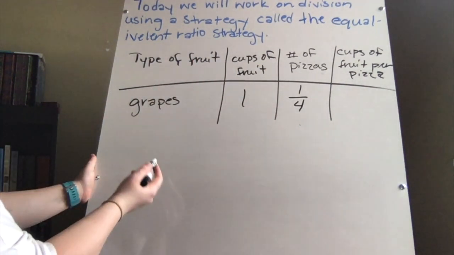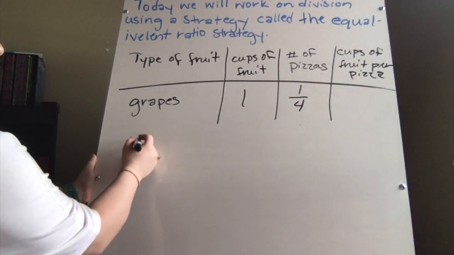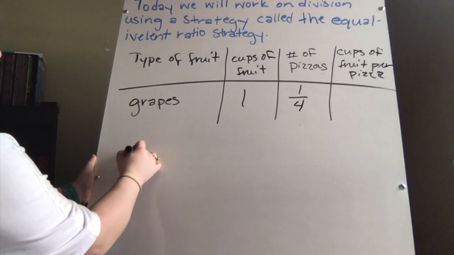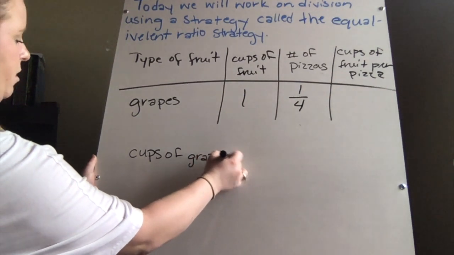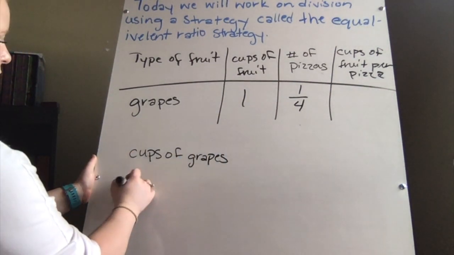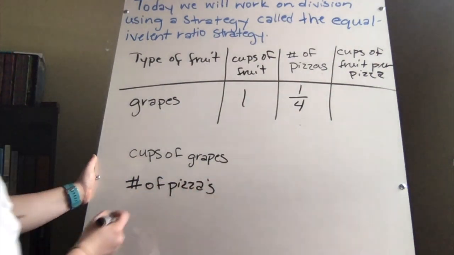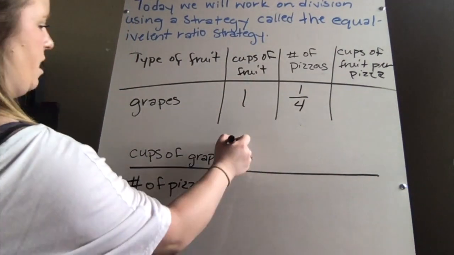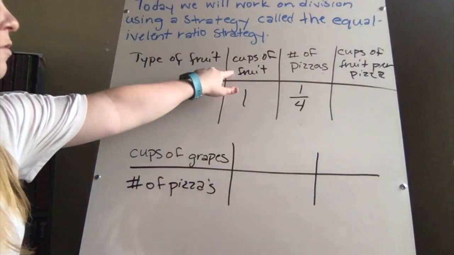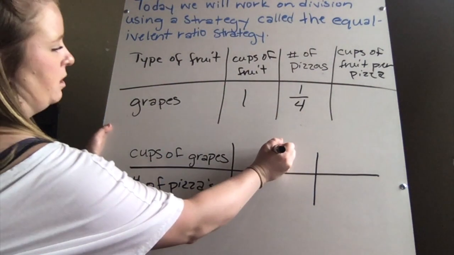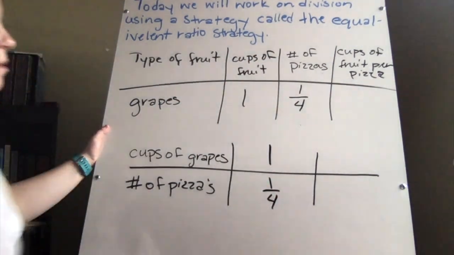So if I'm going to change this to a ratio table, I'm going to use grapes, and it will be the cups of grapes on top and the number of pizzas on bottom, and I'll turn it into a ratio table so that it looks like that. And I know the cups of fruit, in this case the cups of grapes, 1 cup was used, and they only made 1/4 of a pizza. They didn't even make a whole pizza.